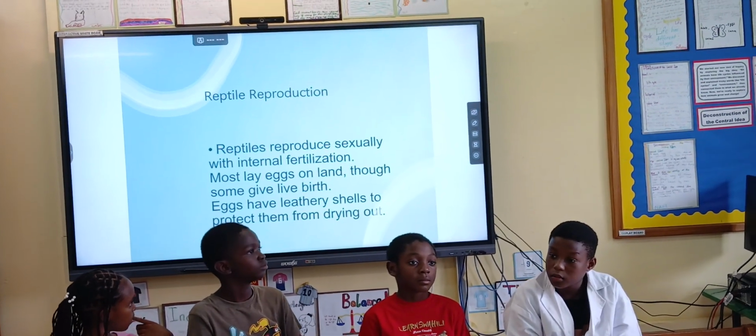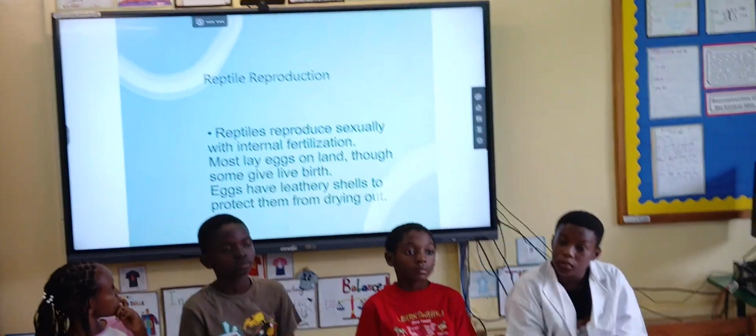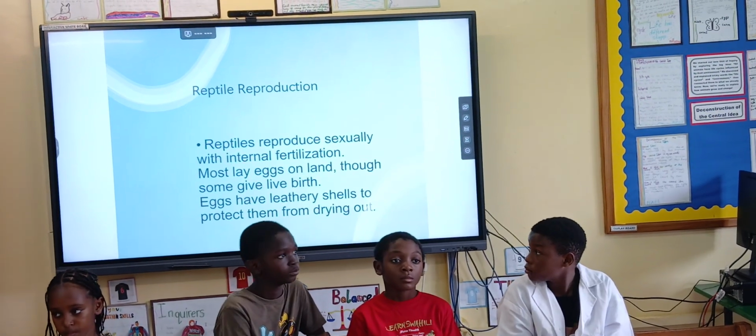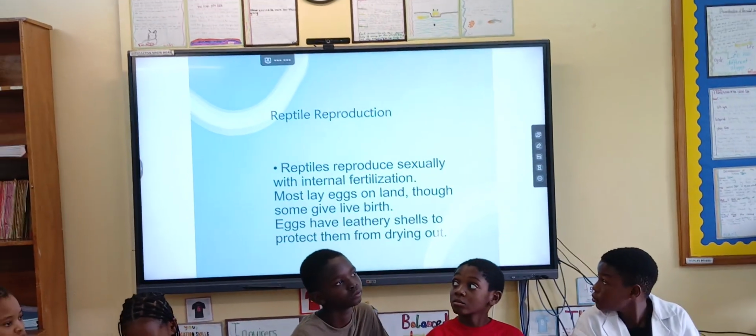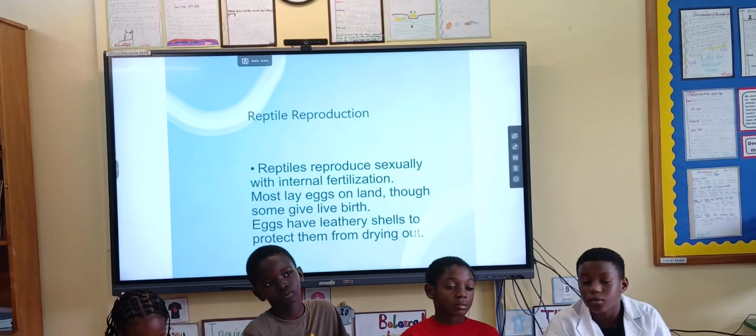Reptile reproduction. Reptiles reproduce sexually through internal fertilization. Most lay eggs on land, though some give live birth. Eggs may have leathery shells to protect them from drying out.